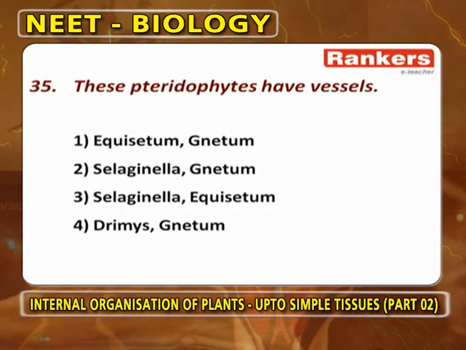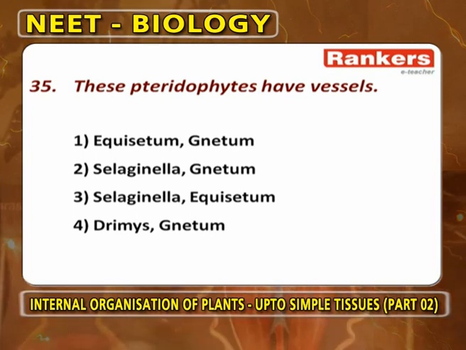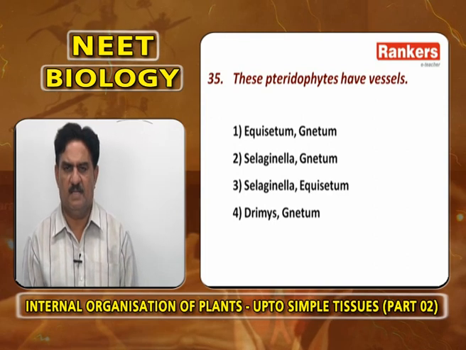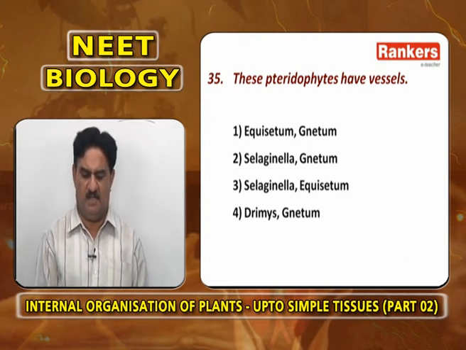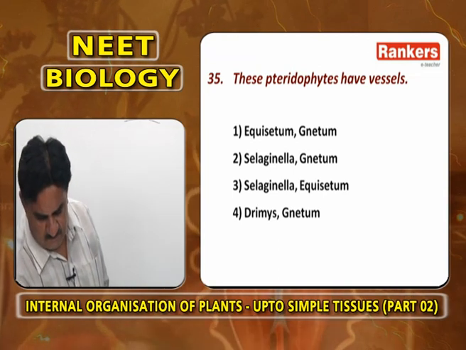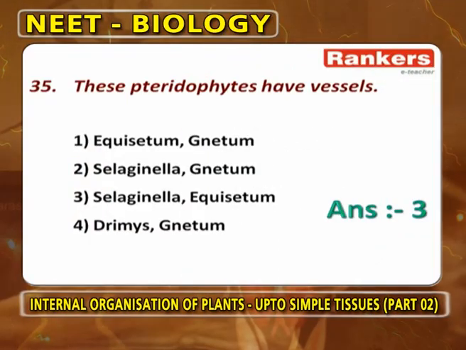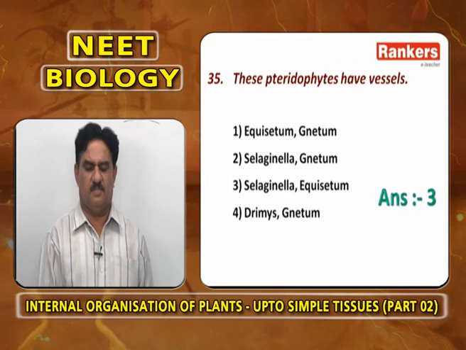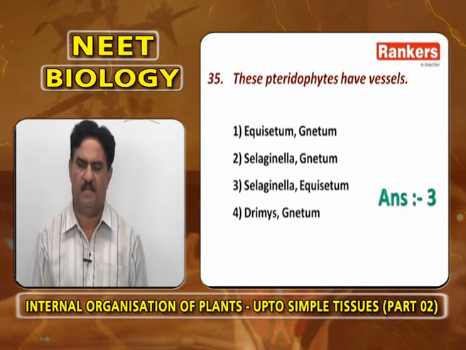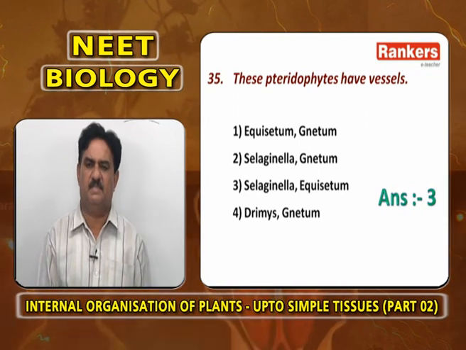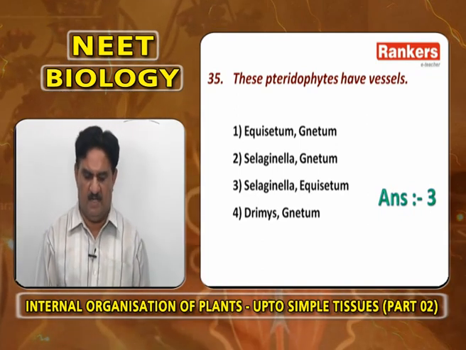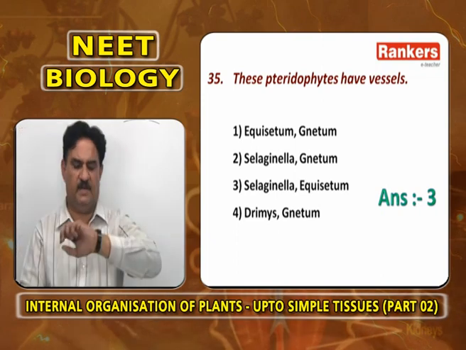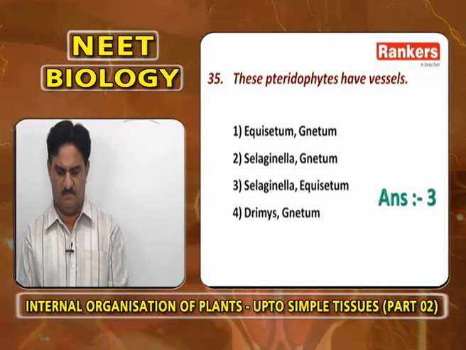These pteridophytes have vessels. Just now I wrote equisetum and gnetum. Equisetum is a pteridophyte with xylem vessels, but gnetum is a gymnosperm. Selaginella and gnetum: Selaginella is a pteridophyte, gnetum is a gymnosperm. Selaginella and equisetum are the two pteridophytes with xylem vessels. So, Selaginella, equisetum, Drimys and gnetum. Drimys is an angiosperm, but gnetum is a gymnosperm. So, here Selaginella and equisetum are the two pteridophytes with xylem vessels.